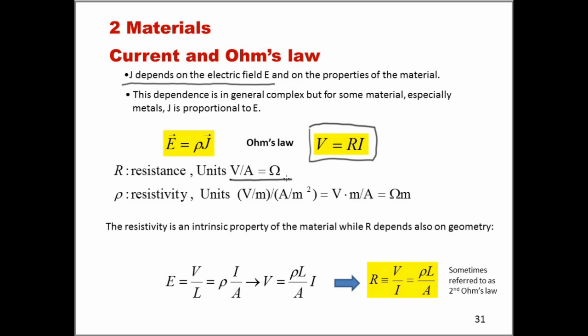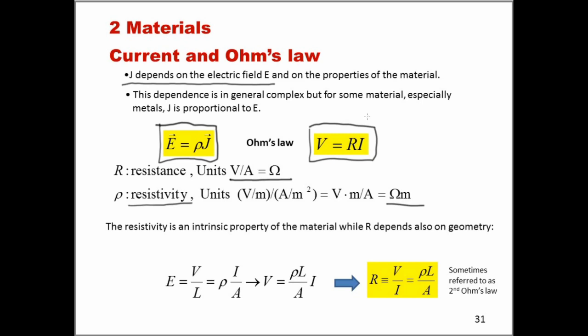It's called the resistance of the material, and the unit is the ohm, which is volt over ampere. We can equivalently define the same law using electric field and current density, and this takes the form E equals rho J, where rho is the resistivity of the material. Its unit is ohm meter. Now remember that the resistivity is an intrinsic property of the material. It has nothing to do with the geometry of the material.